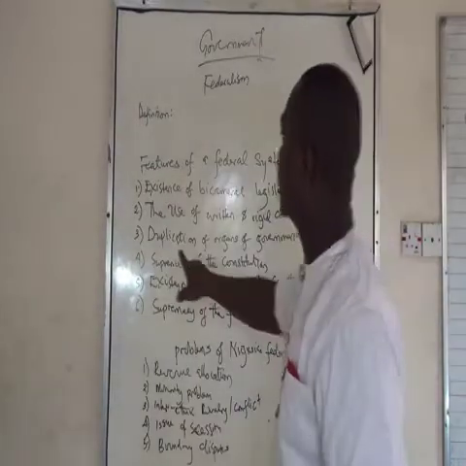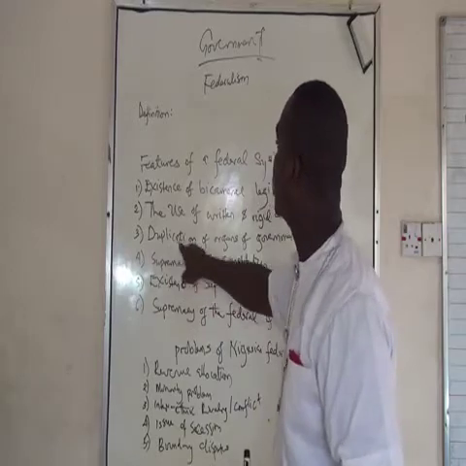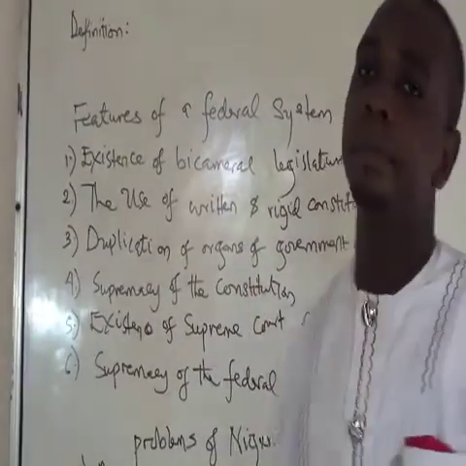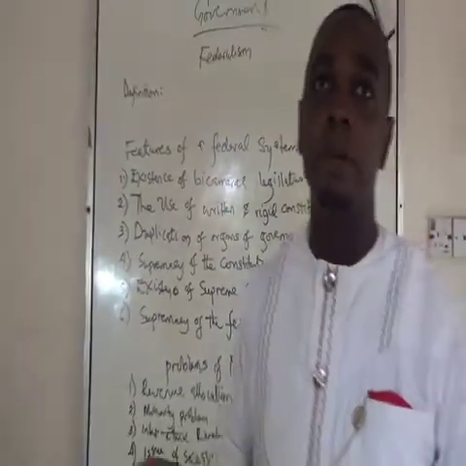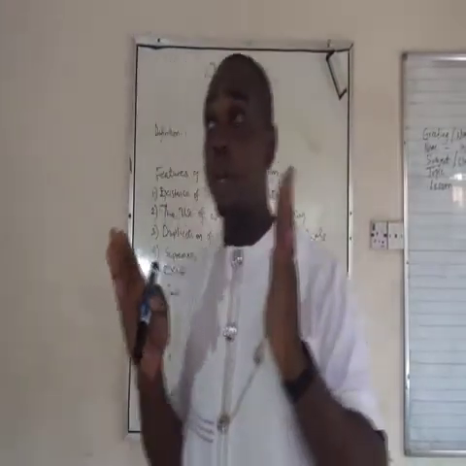And then let's look at another feature of federalism, which is the duplication of organs of government at all levels. Now, the duplication of organs of government, of course, government students, you know what the organs of government are.